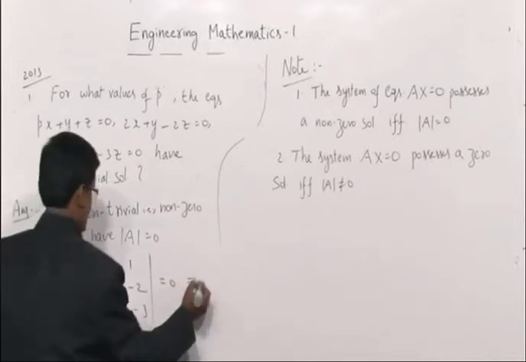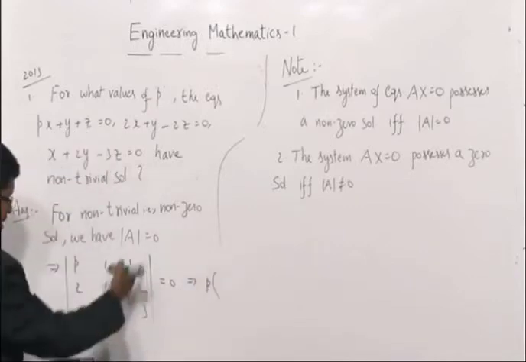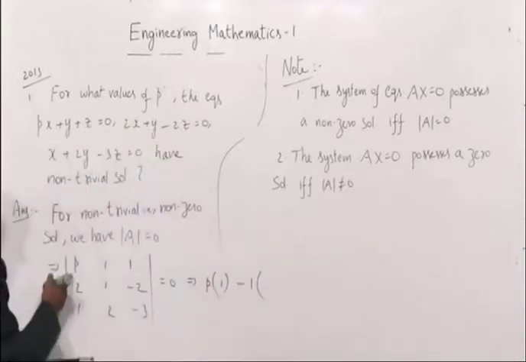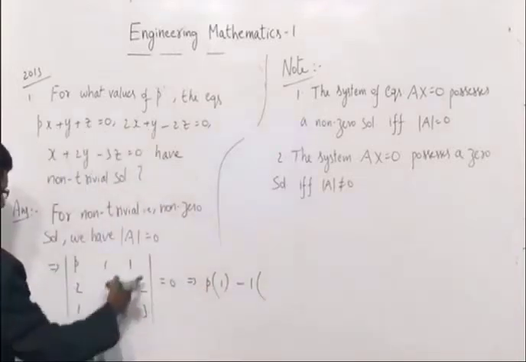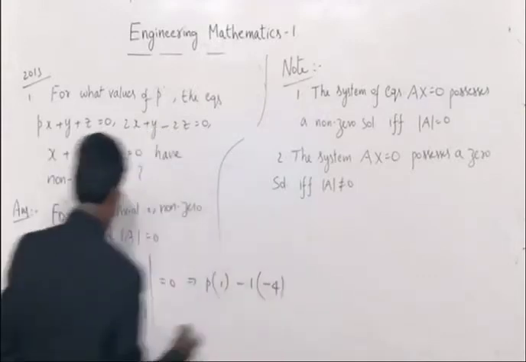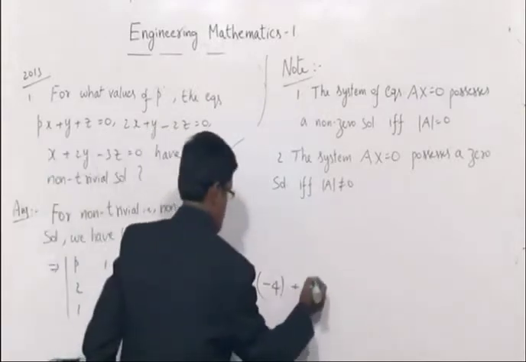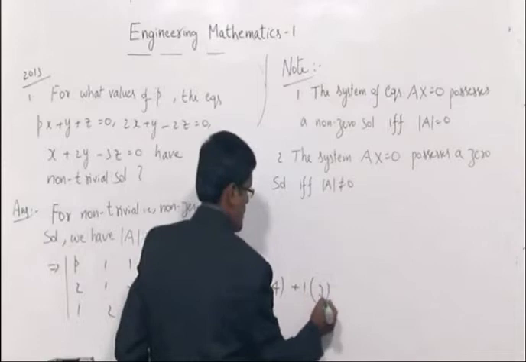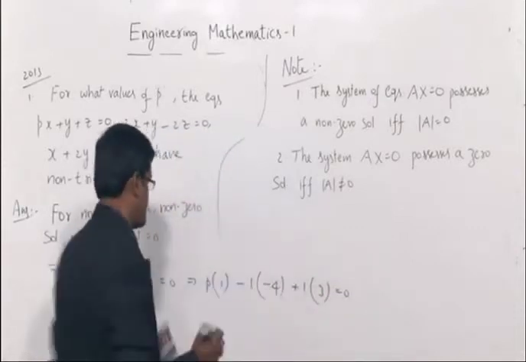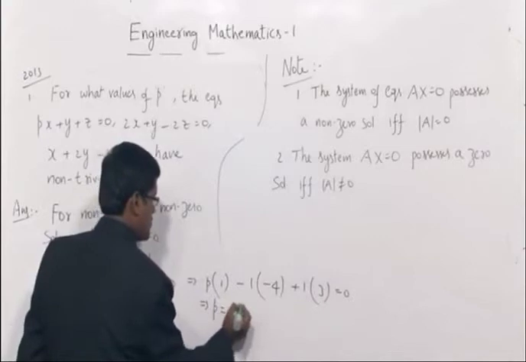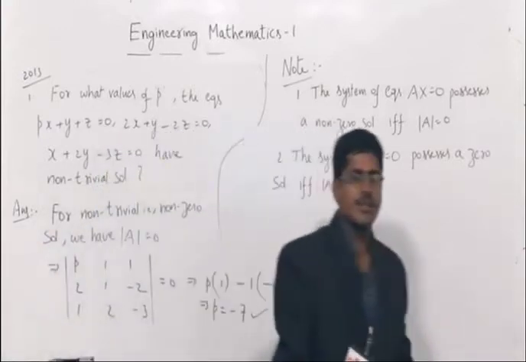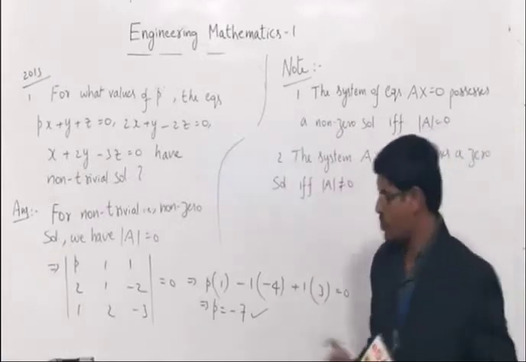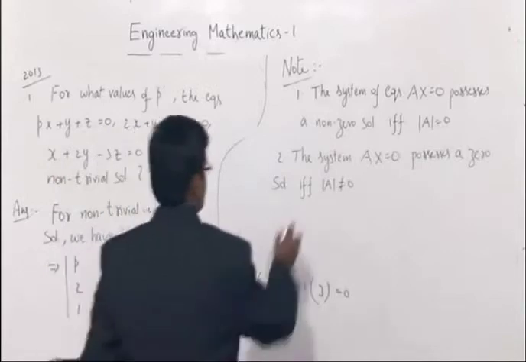Expand the determinant using the procedure, you will get P into minus 3 plus 4, that is 1. Second, 1 with minus into, close the second column, first row, minus 6 plus 2, minus 4. Last element plus into 1 into, close the first row and third column, 4 minus 1, 3 is equal to 0. Plus 4 plus 3, plus 7, so 7 goes to that side, becomes minus 7. Please check later whether the determinant is correct or not. So for this value of P, the equations have a non-trivial solution. One more question I am giving, later you check.